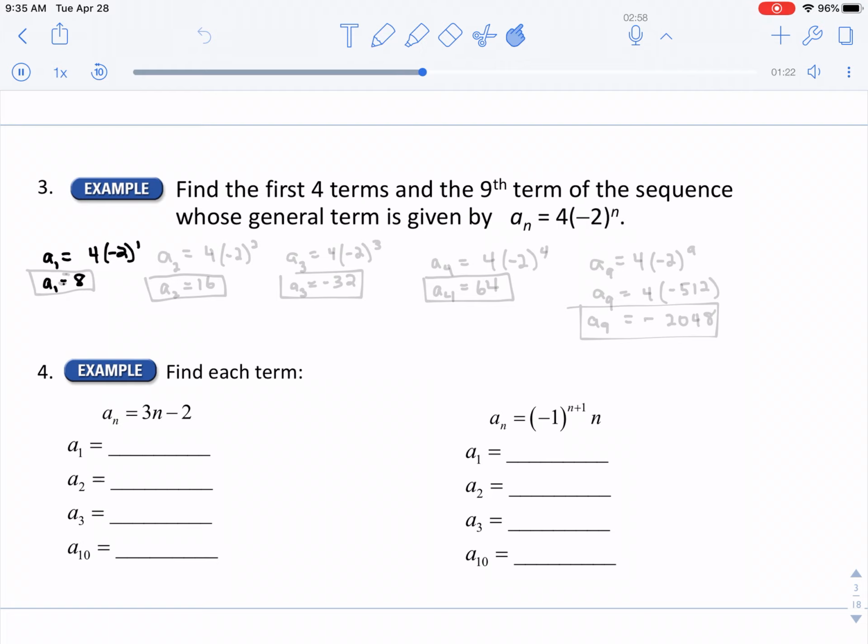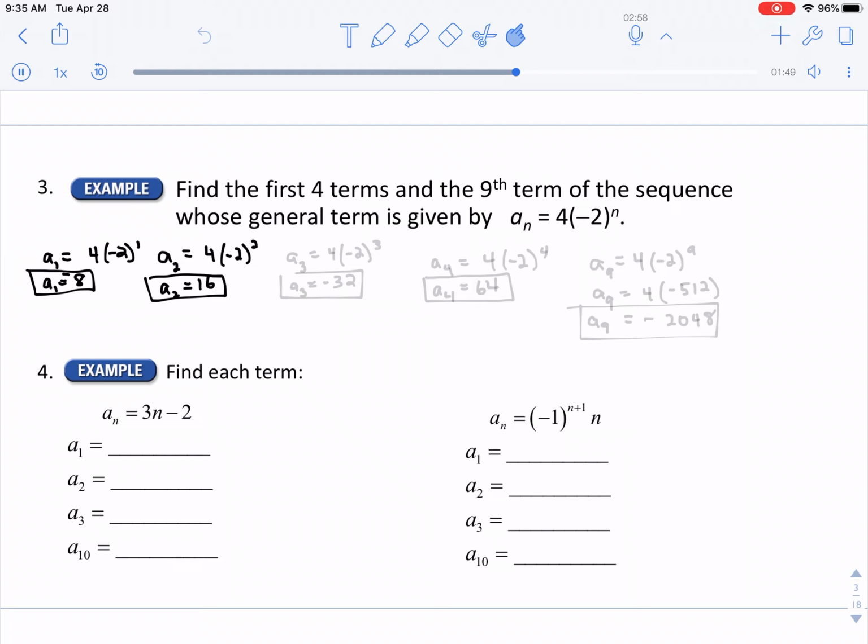All right, for the second term, a sub 2 is 4 times (negative 2) to the second power. And again, using your order of operations, negative 2 times negative 2 is 4, and 4 times 4 is 16. So the second term is 16. This a sub 1 was a negative 8, by the way.